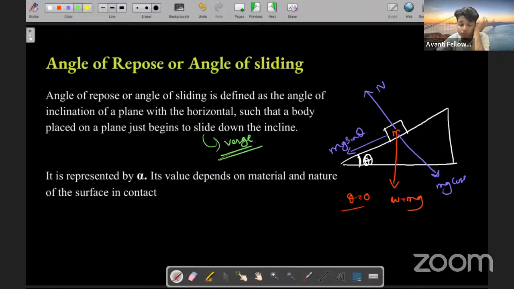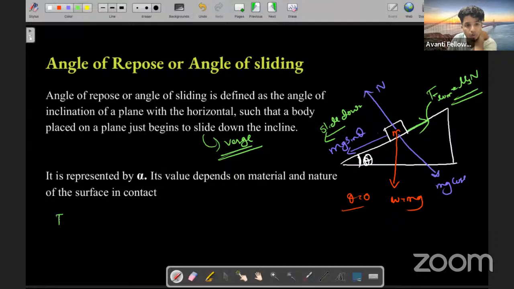When there is a verge of motion, students, which friction acts? Which is the friction that is acting? It is going to slide down. Yes, very good, that is the limiting friction. So can I say this limiting friction is mu s N? Yes or no?